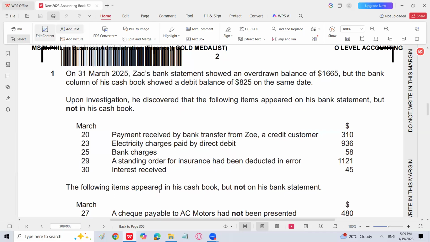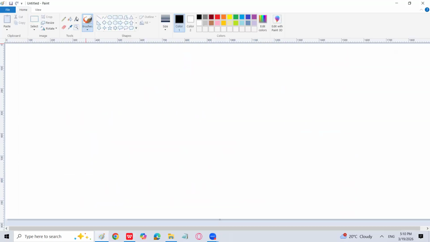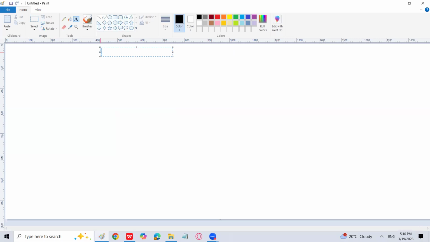Next, following items appeared in the cash book, but not in the bank statement. Cheque payable to AC Motors had not been presented. These are not presented cheques. Cash and cheque deposited into the bank, but not credited in the bank statement. These are not credited cheques. You have to prepare the updated cash book first. So let me prepare the updated cash book or revised cash book for you.